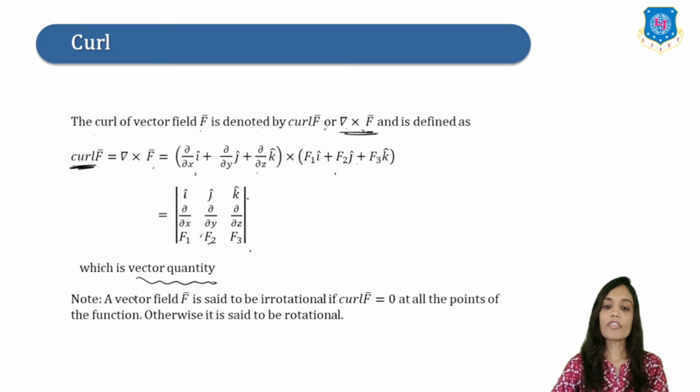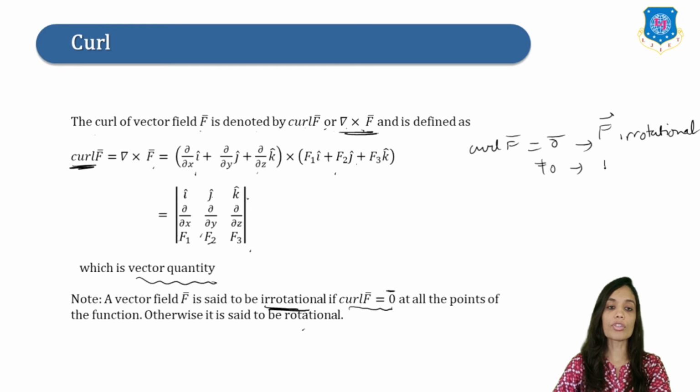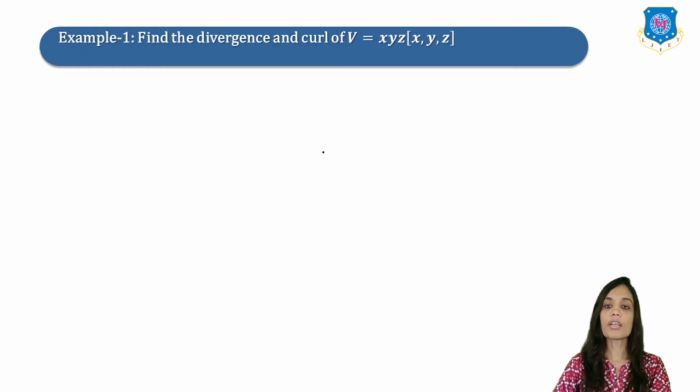Now if the curl of f bar is 0 bar, then we can say that the vector field f bar is irrotational at all points of the function. Otherwise it is said to be rotational. So what we have studied over here: if curl of f bar is equal to 0 bar, then the vector field f bar is irrotational, and if this is not equal to 0, then f bar is a rotational vector field. Okay, so now let us solve a few examples of curl.